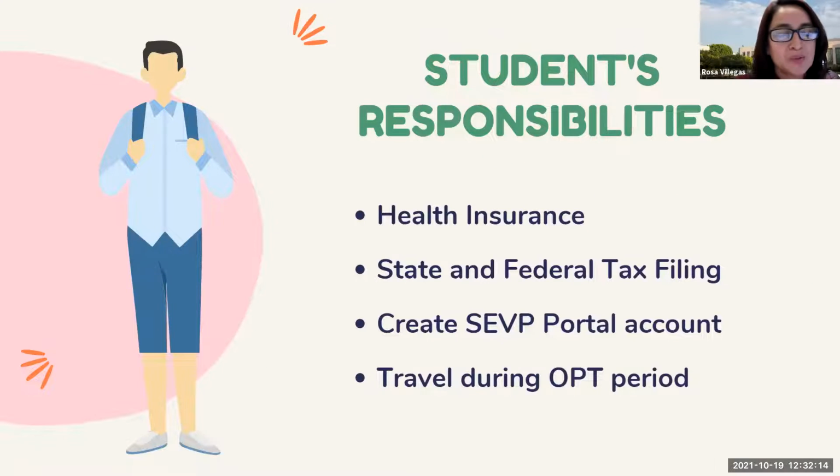You know, when you were enrolled full-time, you had some responsibilities, like make sure you stay in 12 units, make sure you don't drop classes. Well, now you're switching from being a full-time student to being a full-time worker. And there are also some responsibilities attached to it in order to maintain your F1 status because you're still under F1 status. So we're going to talk about the health insurance, the tax filing, how to create your portal account to report employment, and travel during OPT. Those are responsibilities that you still need to maintain.